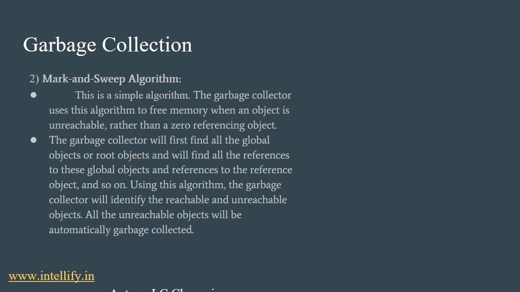So next, what is the sweep phase? As the name suggests, it sweeps the unreachable objects. That is, it clears the heap memory for all unreachable objects. All those objects whose marked value is set to false are cleared from the heap memory. For all other objects, the marked bit is set to true. Now the marked value for all the reachable objects is set to false.